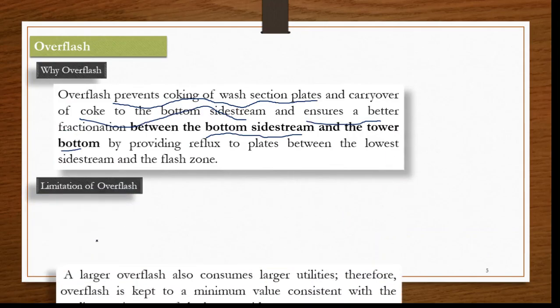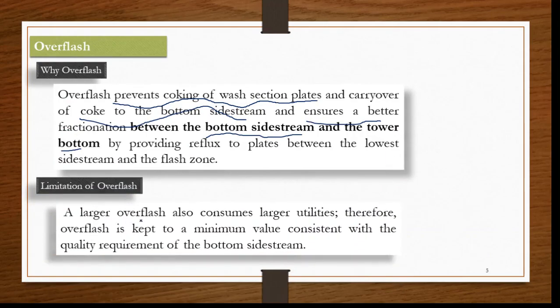But there are some limitations in the overflash, because we cannot increase the value. For example, if you have a larger amount of overflash, obviously that consumes the utilities. So that's why we have to keep the minimum value of the overflash, but that should be consistent with the quality requirement of the bottom side streams. It means you have to trade off, you have to optimize the overflash value. That's why 2 to 3 volume% of the crude oil is considered the most optimum value of the overflash.